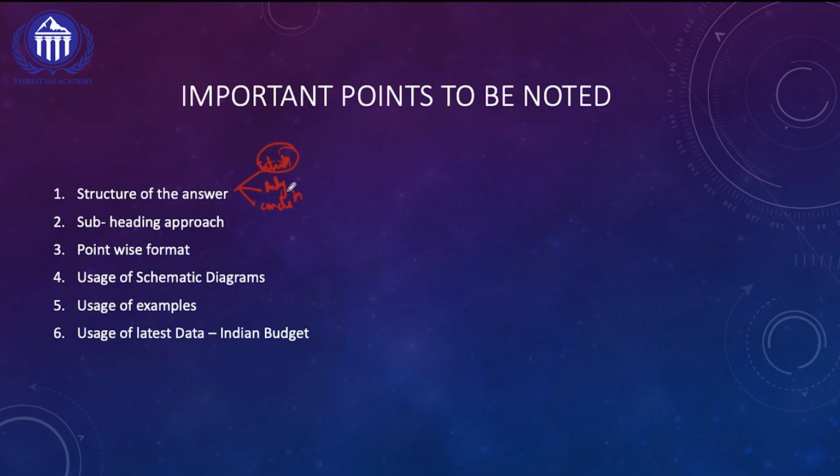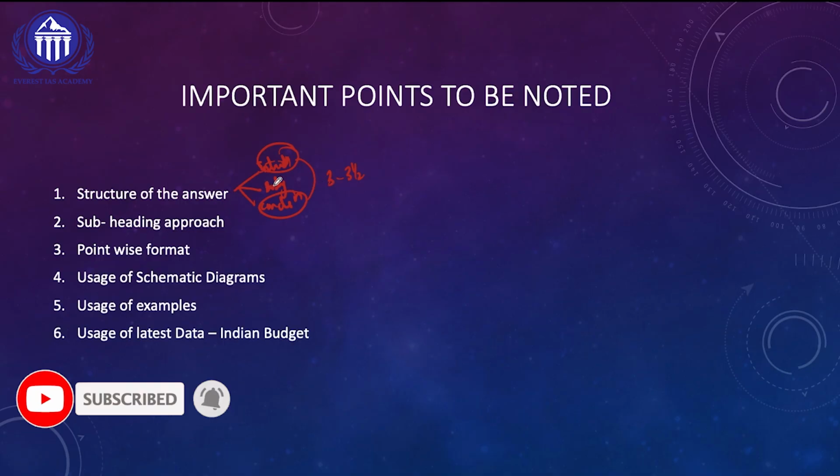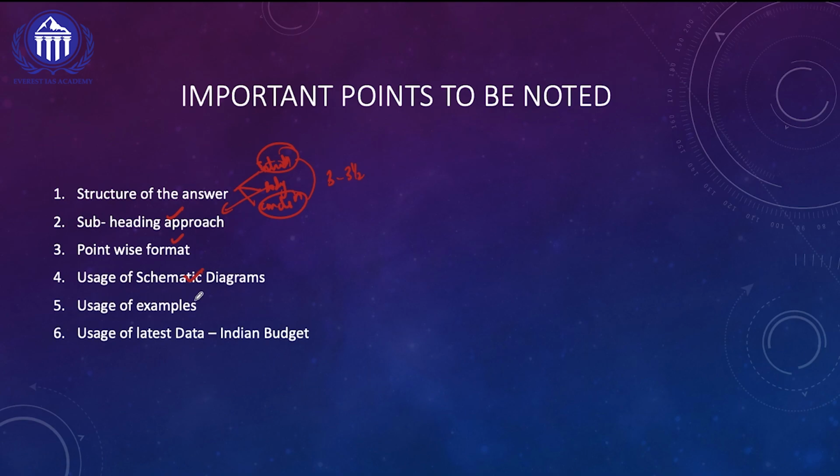But introduction and conclusion should be written in a short and crisp 3 to 3.5 lines. Body of the answer should be written in a subheading cum point-wise approach. And in the body of the answer, we should try to bring in schematic diagrams, examples, and the latest data, especially from budget and economic survey, to fetch the maximum marks in the examination. Friends, those of you watching this video also try to incorporate these techniques for your GS paper 3 economic based answers to fetch maximum marks in examination.